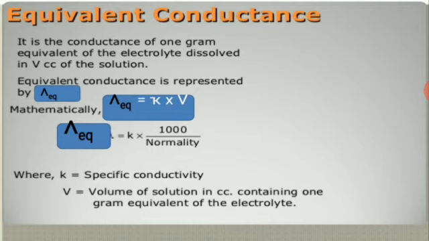There is another term, equivalent conductance. It is the conductance of 1 gram equivalent of the electrolyte dissolved in a volume V cc of the solution. Equivalent conductance is represented by lambda eq, and it is kappa into volume. Here the volume is 1000 upon normality. So the concentration here will be normality.